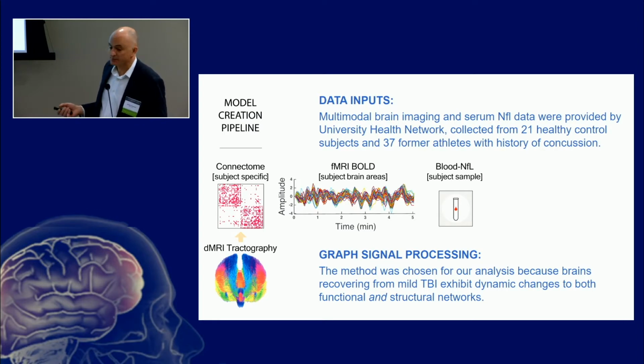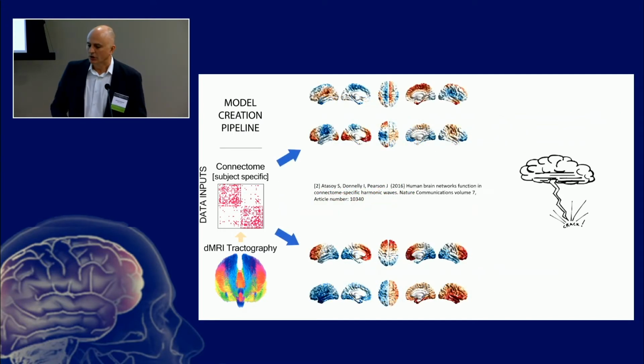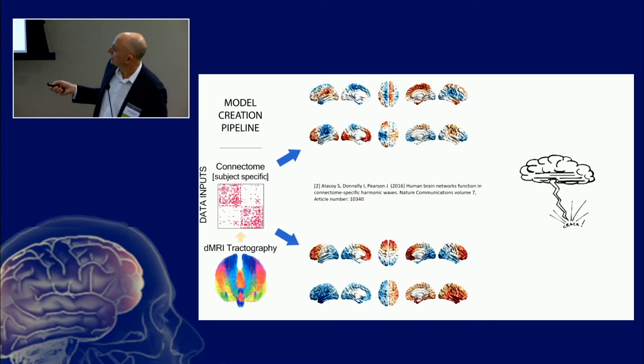Graph signal processing is the method we chose because brains recovering from TBI, whether mild or otherwise, exhibit dynamic changes, both to the functional and to the structural networks of the brain. And so this is an ideal analytical technique for fusing the two types of networks and to derive features from them. So what we do is take a graph such as this, represented by the matrix, and we decompose it spectrally.